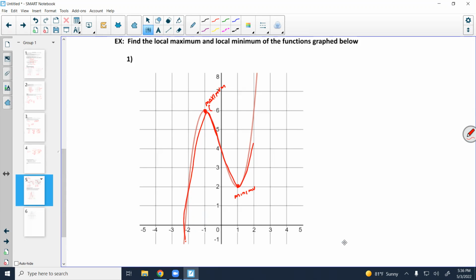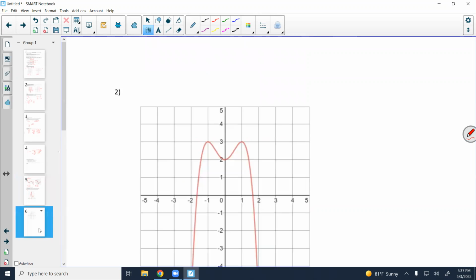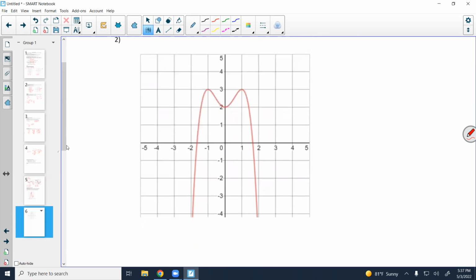And what do we have? -1, 6, and 1, 2. Turning points. Yep, we got another one. Okay. So we're talking relative minimum, maximum.